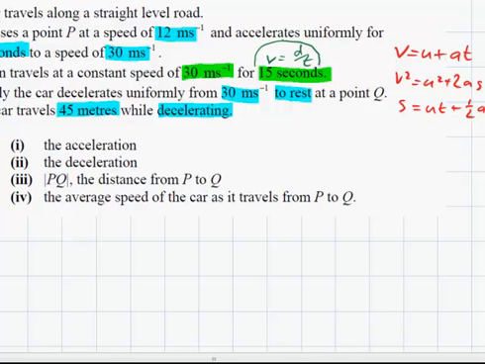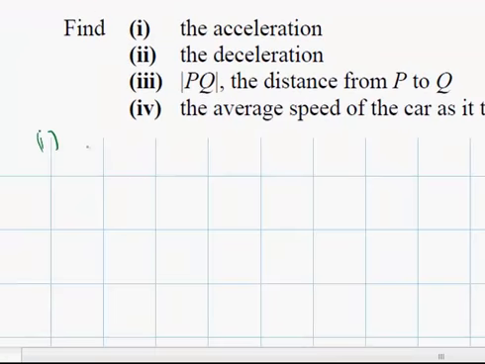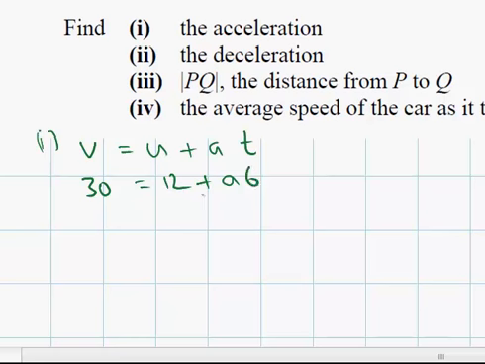So anyway, for part 1, we should look at the best equation to use, and in this case it's the first equation because we've got all the things. We've got a v, we've got a u, we're looking for a, and we've got a time. So clearly that's the equation we want to use. v is 30, u is 12, plus a times 6. Now we're looking for the a. Here it's the only unknown. We should be able to do that fairly okay.